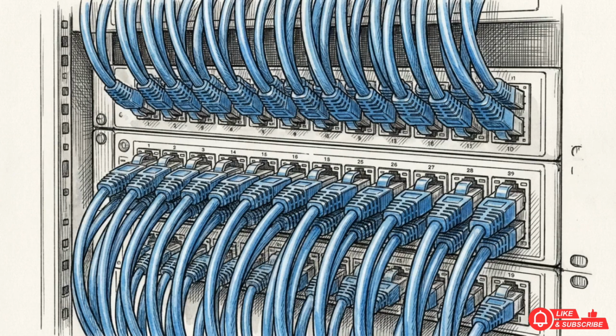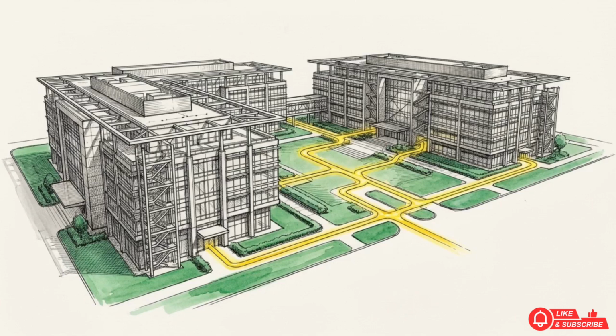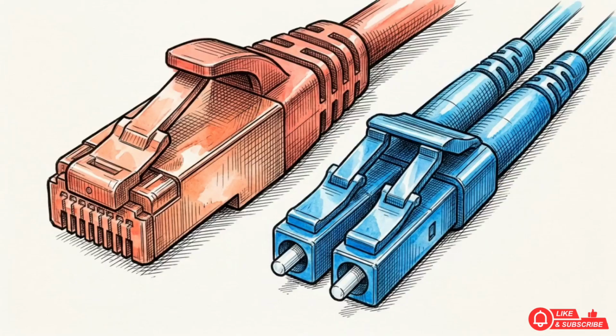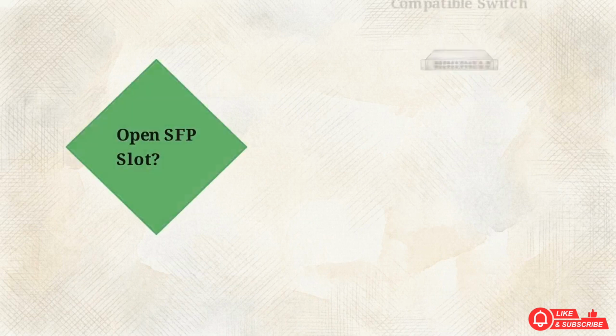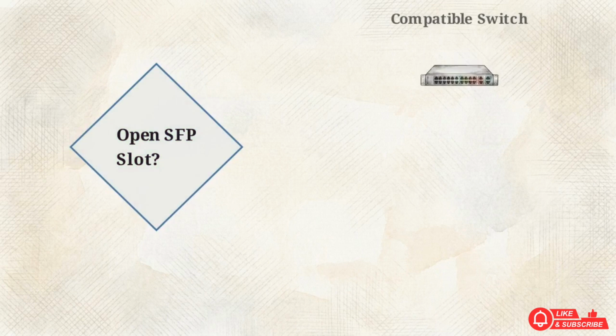Now, let's look at what happens when you need to scale over much longer distances. That's where fiber optics become mandatory. The challenge is figuring out how to integrate this new long-range fiber run into your existing short-range copper infrastructure. This decision tree flowchart shows how to bridge media types. It asks, does your switch have an open SFP slot? If yes, you follow this branch.